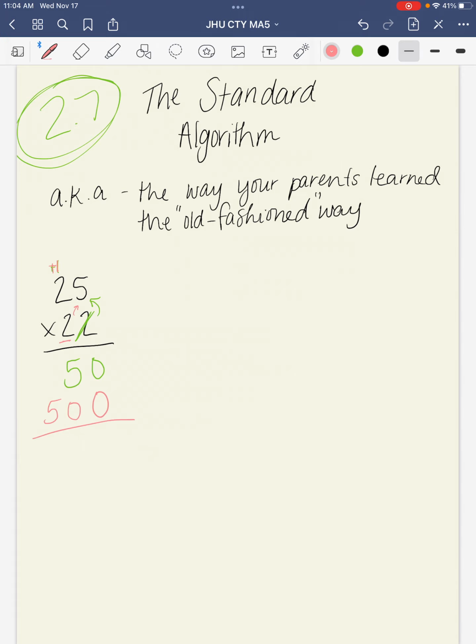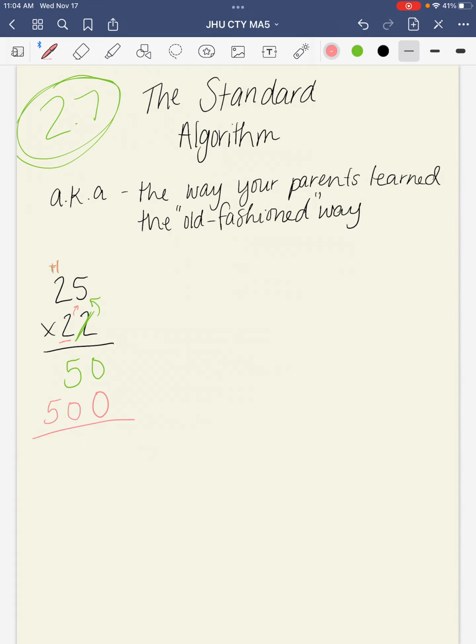And then what you do now, I'm done multiplying. If you want to mark through that one, you are welcome to. But I'm done multiplying, so now I have to add my products. So 0 plus 0, 5 plus 0, and 5 plus nothing. So my final answer for this problem is 550.